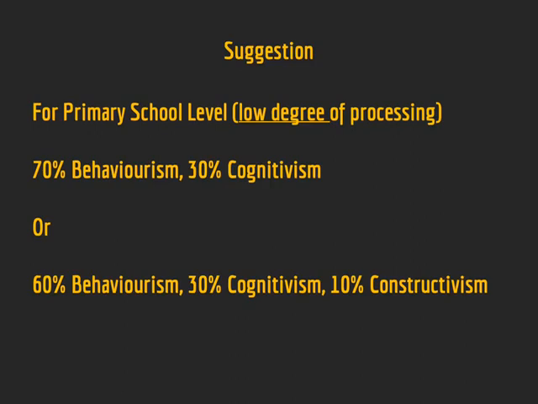As a suggestion, according to the degree of cognitive processing required, for instance at the primary school level, you can apply a combination of 70% from the behaviorism approach and 30% from the cognitivism approach. Or you can also try a combination of 60% behaviorism, 30% cognitivism, and only 10% constructivism.